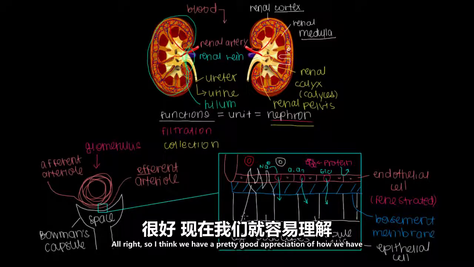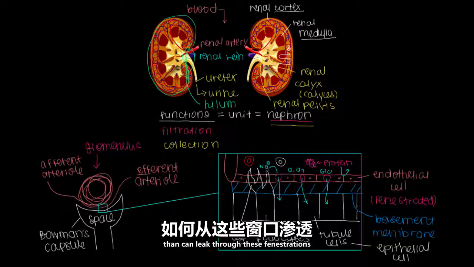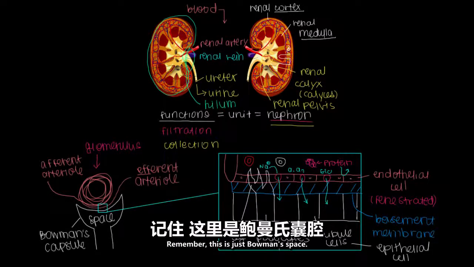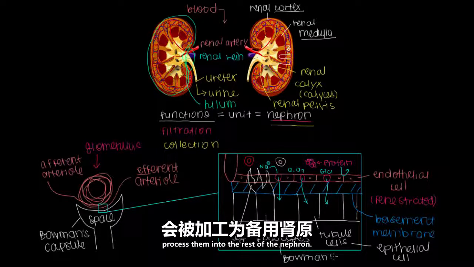Alright, so I think we have a pretty good appreciation of how we have some smaller ions, amino acids, glucose, and even water that can leak through these fenestrations and get into this space right here. So remember, this is just Bowman's space. And they can get into Bowman's space where we can then process them into the rest of the nephron.